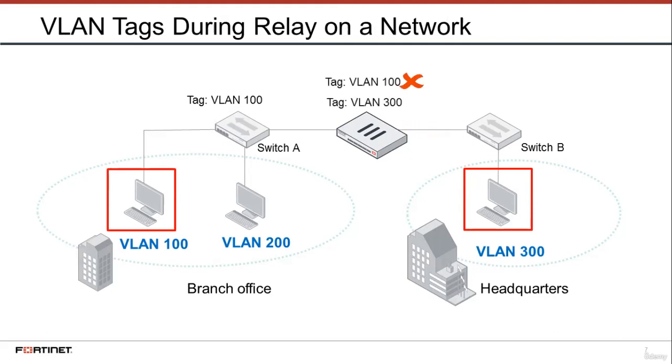FortiGate receives the frame on the VLAN 100 interface. Then it routes the traffic from VLAN 100 to VLAN 300, rewriting the VLAN ID to VLAN 300 in the process. Switch B receives the frame on the VLAN trunk interface and removes the VLAN tag before forwarding the frame to its destination on the untagged VLAN 300 interface.